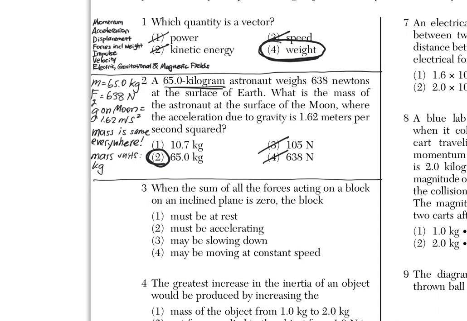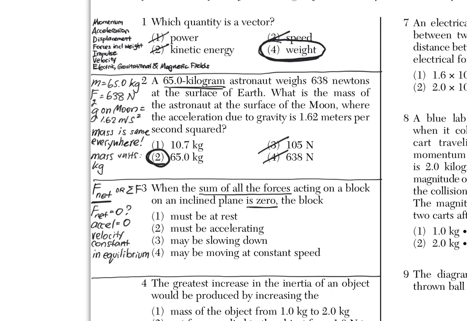Number 3, sum of all the forces. That has a special name. Sum of all the forces is the net force, otherwise known as sigma F. But depending on who's listening to this, that may make sense or not. For the Regents people, sum of all the forces is F net. And it says if the F net is 0, if your sum of the forces is 0, your net force is 0, then your acceleration is 0, your velocity is constant, and you are in equilibrium.